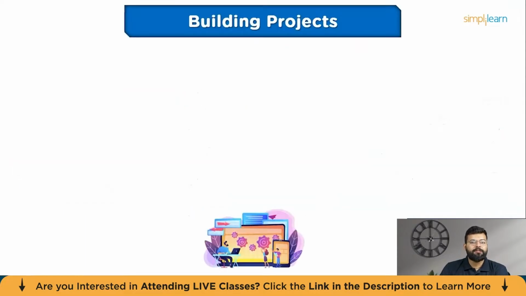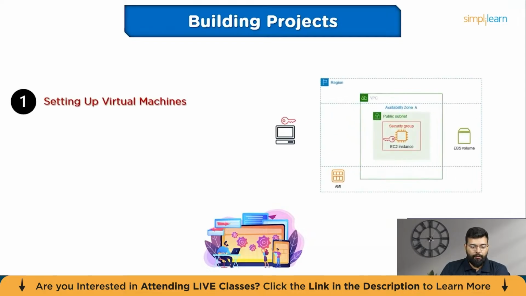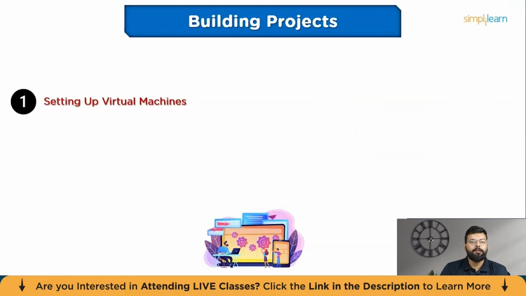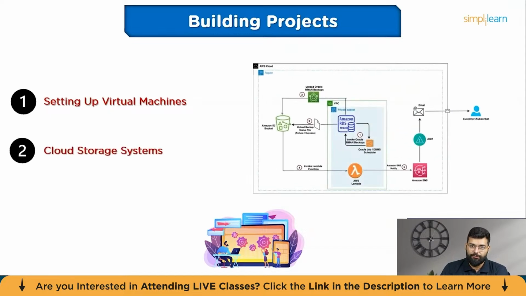Here comes building projects or hands-on practice. So building projects is the most effective way to apply what you have learned and to demonstrate your abilities to potential employers. So here are a few beginner-friendly projects to consider. Number one is setting up virtual machines. So start by launching an EC2 instance on AWS. Learn about the different instance types, configurations, and the basics of server management. Then comes the next project, that is cloud storage systems. So experiment with services like S3 for object storage and RDS for relational databases. Document the use cases and differences between these services.